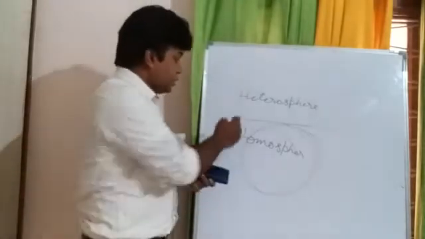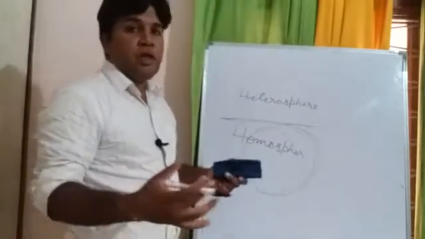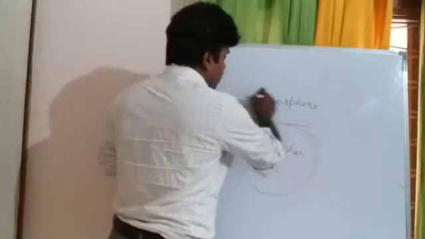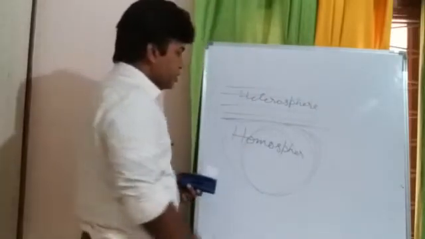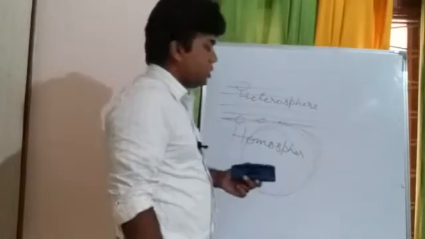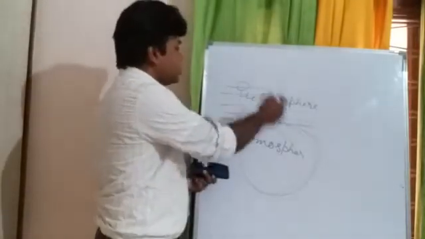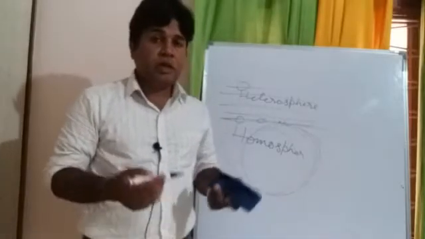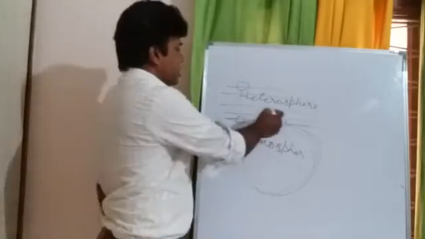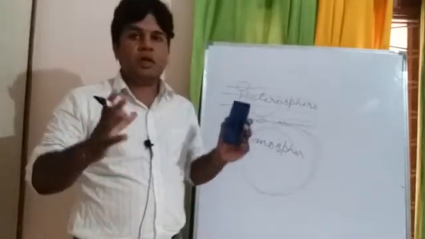But after this height, because there is no churning taking place in this part, the gases arrange themselves according to their molecular weight. So the lightest gas will be on the top and the heaviest gas will be on the bottom of this zone. Because there is no mixing taking place, these gases get arranged according to their molecular weight. That's why this part is known as heterosphere. This classification is based upon the composition.